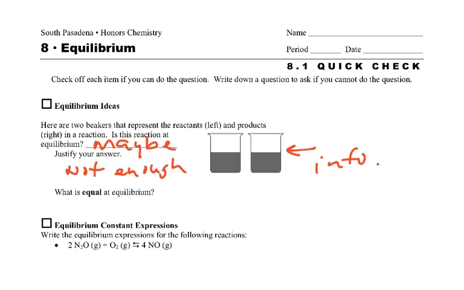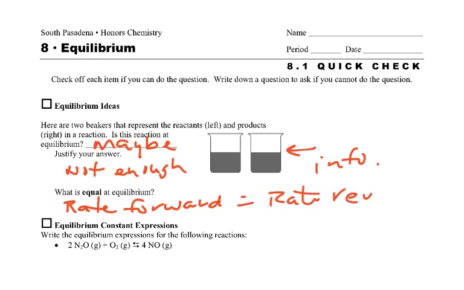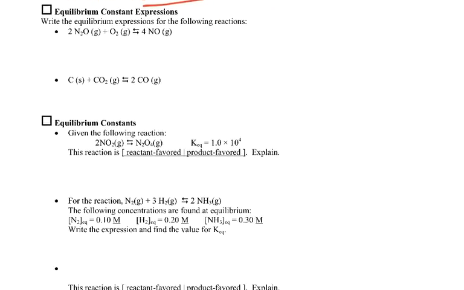Okay, what is equal at equilibrium? The forward and reverse reaction rates. So the rate forward equals the rate of the reaction in reverse. Now, in the demo that we did, the amount of water transferred was equal, but we want a more generic answer. So the forward rate and the reverse rate, those are equal at equilibrium.